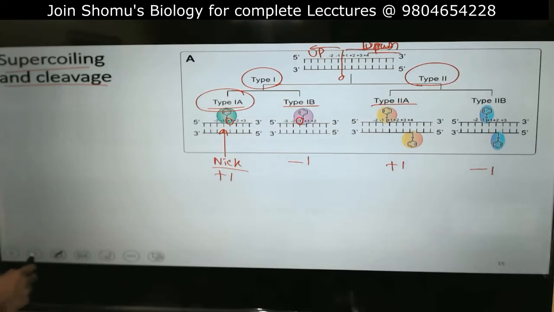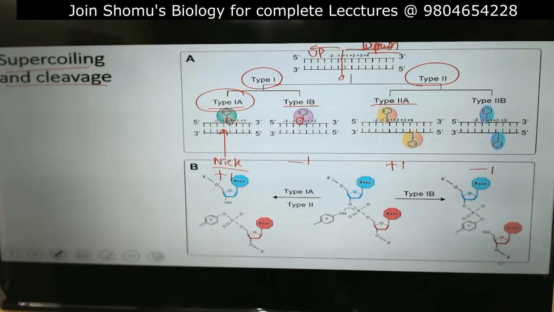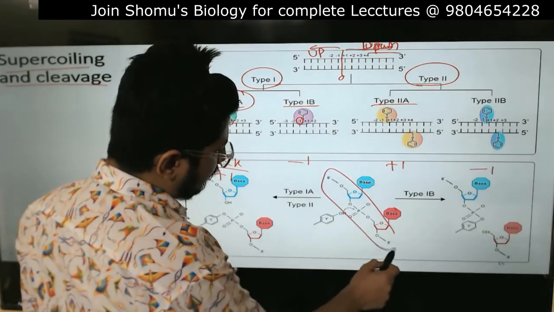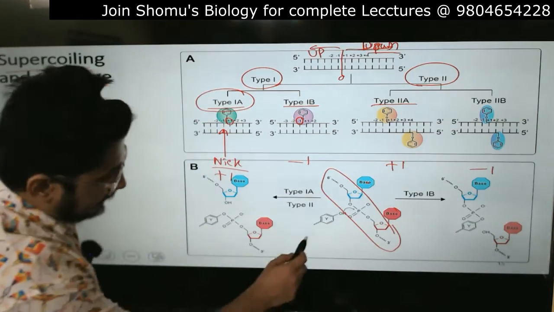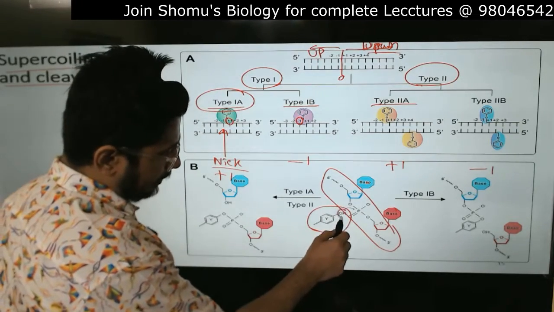Okay. So this is how they actually look. These are two bases connected with a phosphodiester bond, and this is the enzyme, the topoisomerase, with the hydroxyl group that is present.